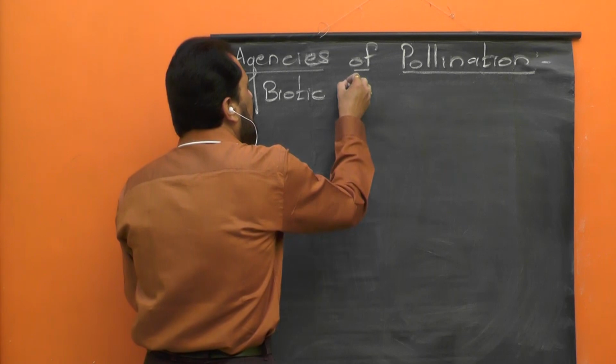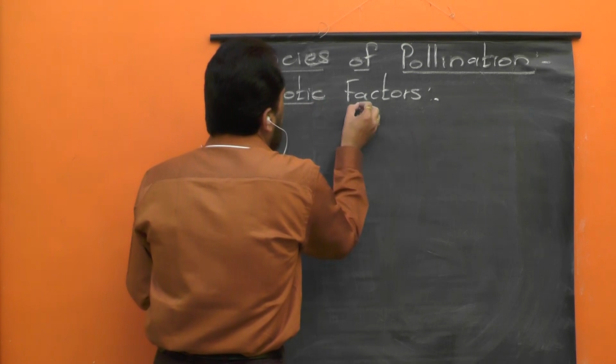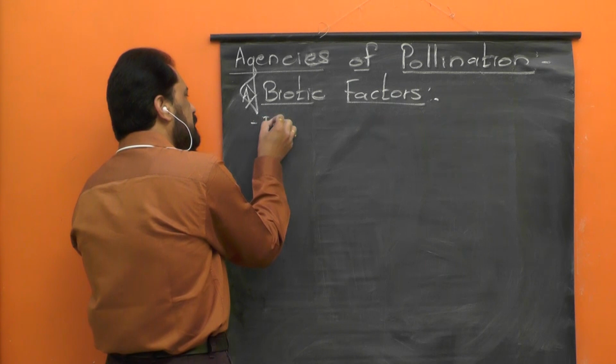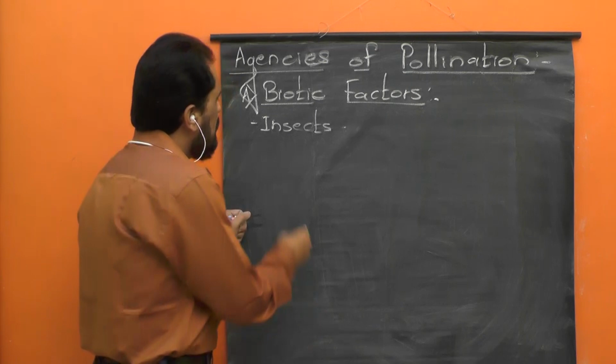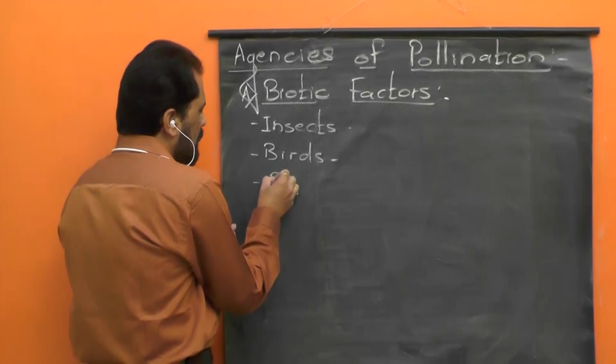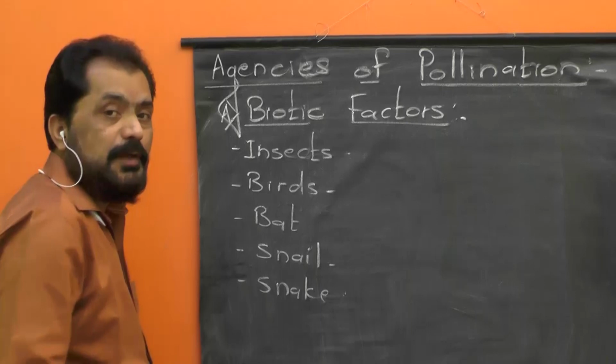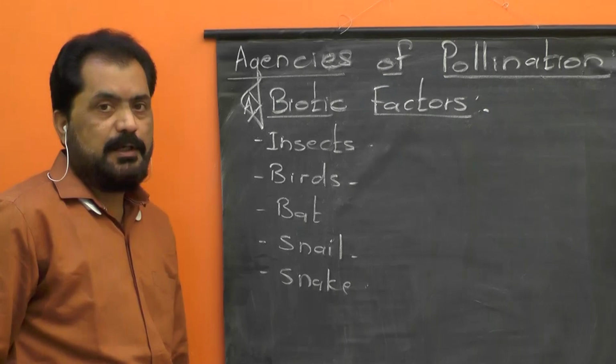Biotic factors or biotic pollinating agents. Biotic factors or living agents which bring about cross-pollination. We can write here insects, then birds, bat, snail, snake. All these are living agents, all these are biotic agents which bring about cross-pollination.